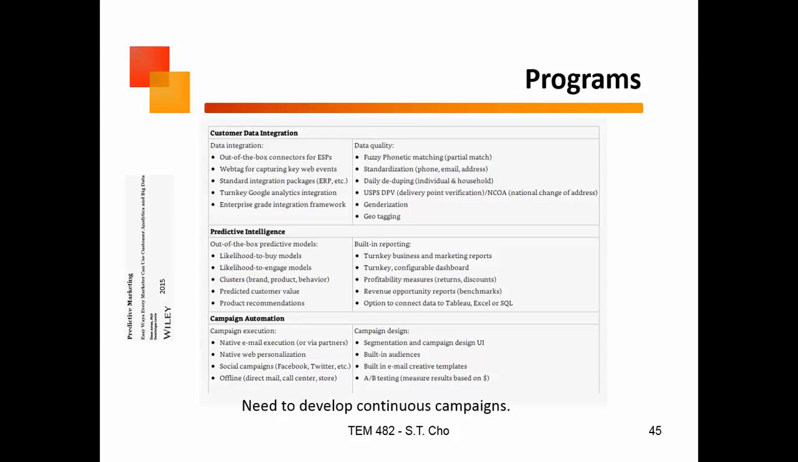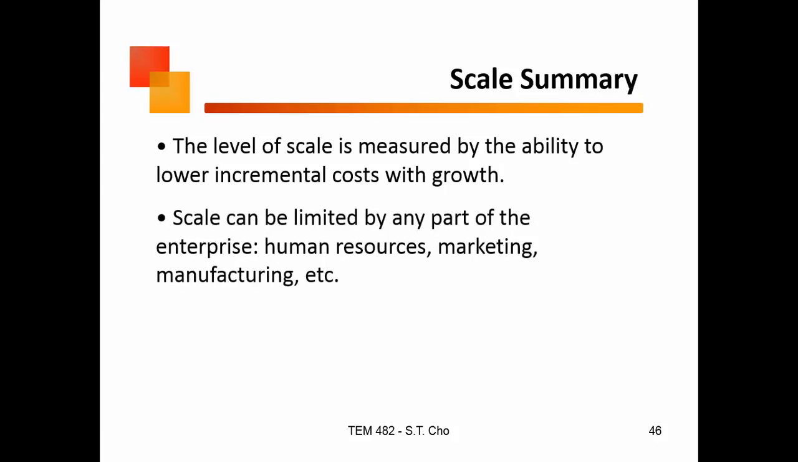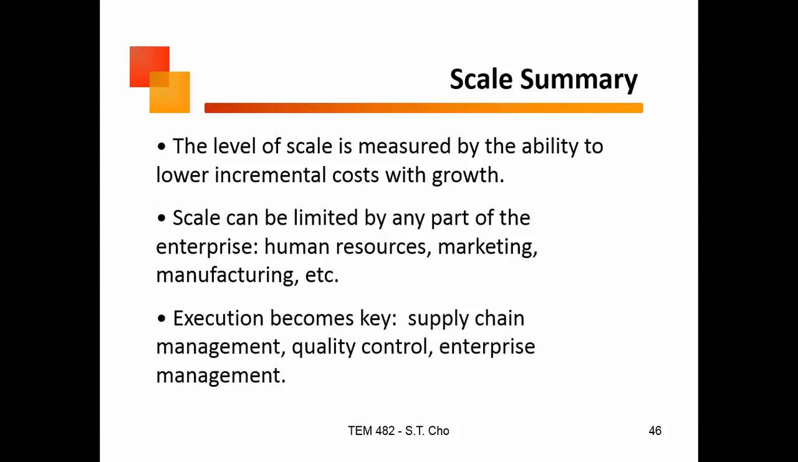Here are some techniques as well as variables that you look at in terms of data integration, predictive intelligence, and campaign automation. These are the things that you look for. And you need to have continuous campaigns. And so scaling can be limited by any part of your enterprise, whether it's human resources, manufacturing. And so execution becomes the key. How quickly can you do it? Do you have the right people in place? And now you're pretty much building up a big enterprise where you need supply chain management, quality control, and all of those kind of factors.